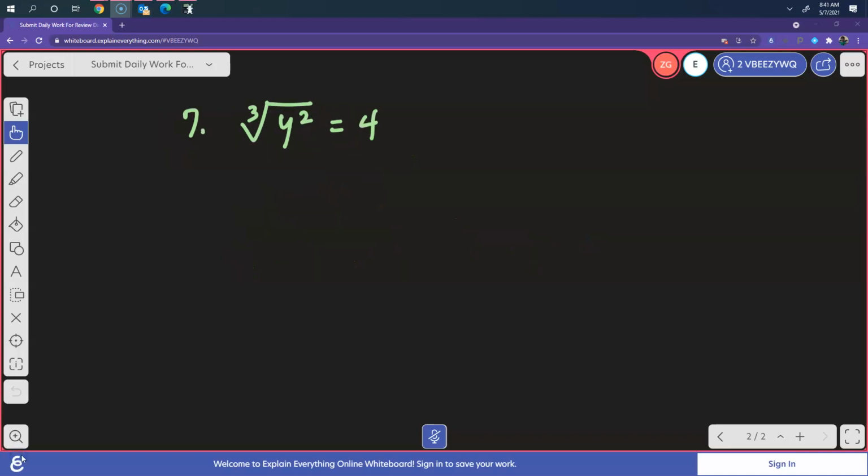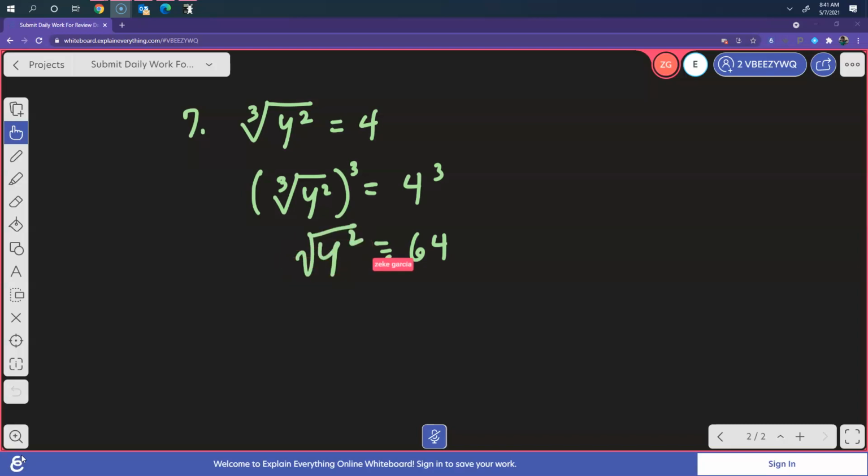So we have the cube root of y squared is equal to 4. So we're going to raise this to the 3rd power, both sides. So on the right side you have 64. The root and the cube root cancel, so you have y squared. Get the square root of both sides. So y is equal to plus or minus 8. That's number 7.